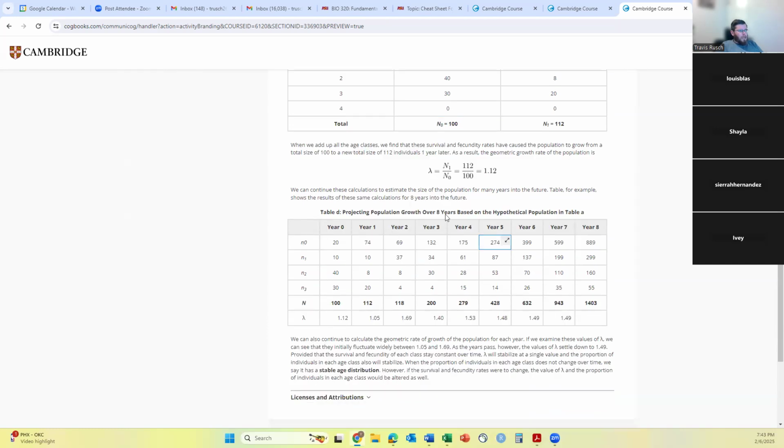And this is kind of the example where they did an 8-year project and they show you how the population is growing over time, right? And if it goes from 100 to 112 to 118, it's continually increasing. It's not surprising that the lambda values are all above 1 as well, right? Because that means that the population is growing.